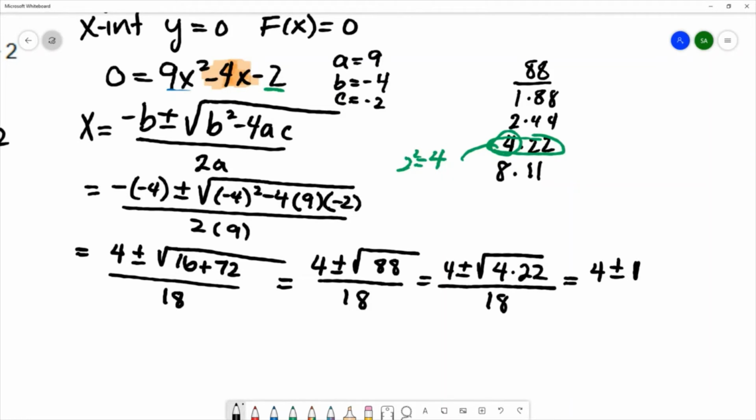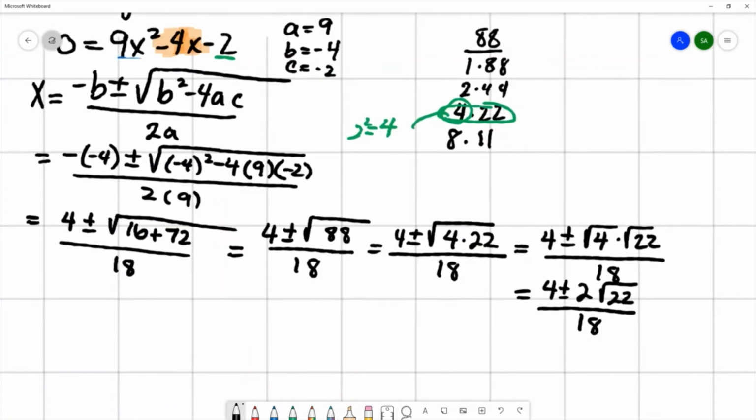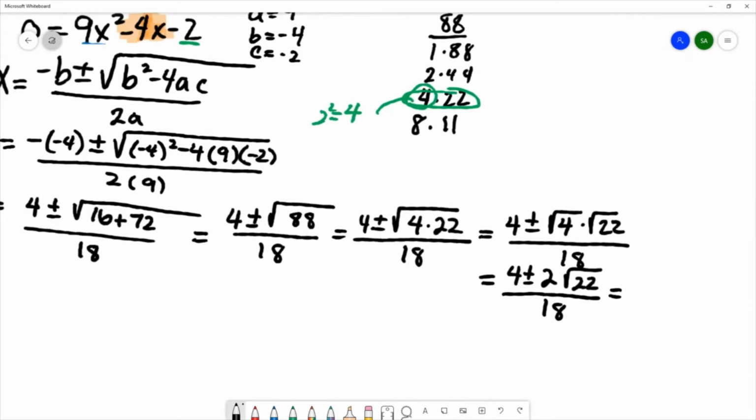And we're able to do the square root of 4 times the square root of 22. So we've applied that radical to each factor. The square root of 4 is 2. And 22 is not a perfect square, so I'm not able to simplify that anymore. And the last thing that I can do here is anytime you have fractions, you want to try to reduce them, write them in lowest terms. You don't want any factors in common between the numerator and denominator.